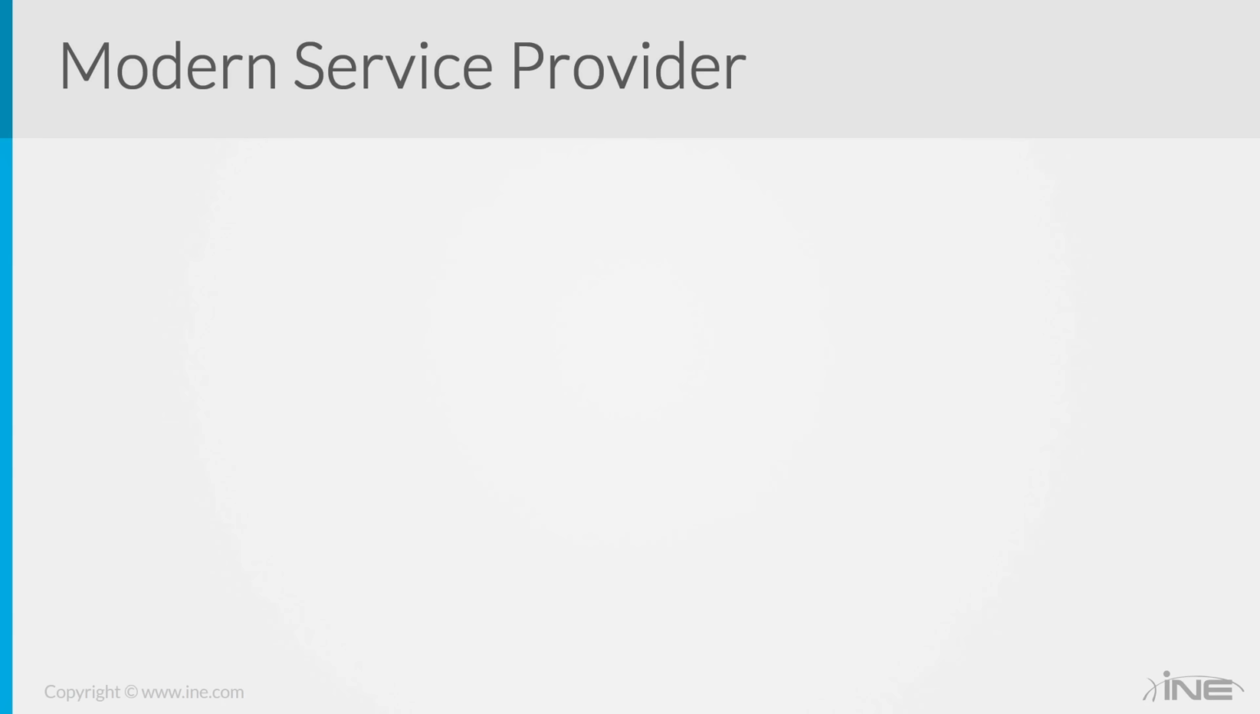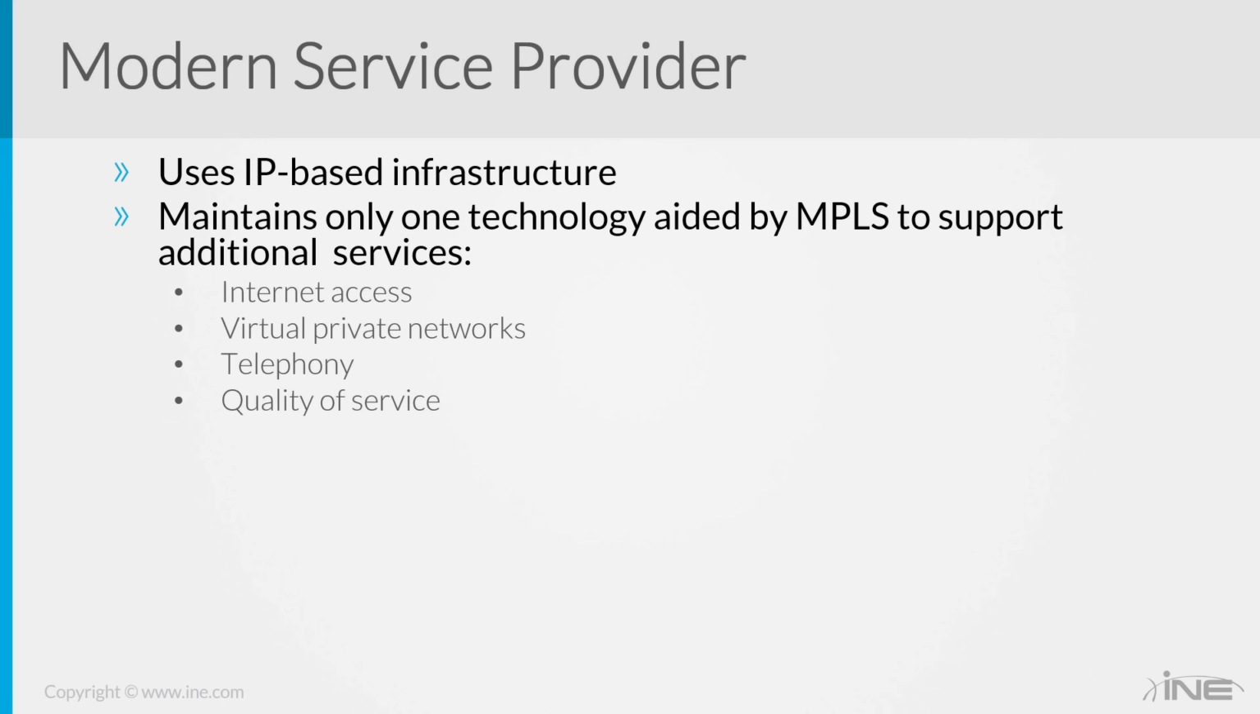Now, when it comes to modern service providers, this is what most of us will work with, and this is the part that really needs to be understood. So it uses an IP-based infrastructure. So we route based on layer 3, right? Well, it maintains only one technology aided by MPLS to support additional services. So with implementing MPLS in your network, you could allow for internet access through the VPN or internet as a VPN. You could allow VPNs and a virtual private network.